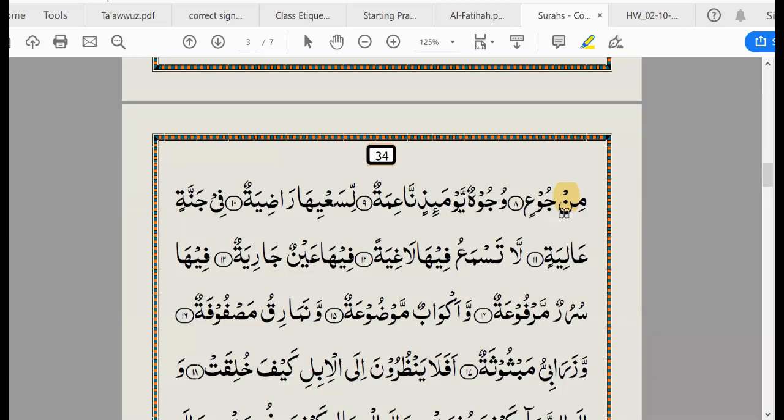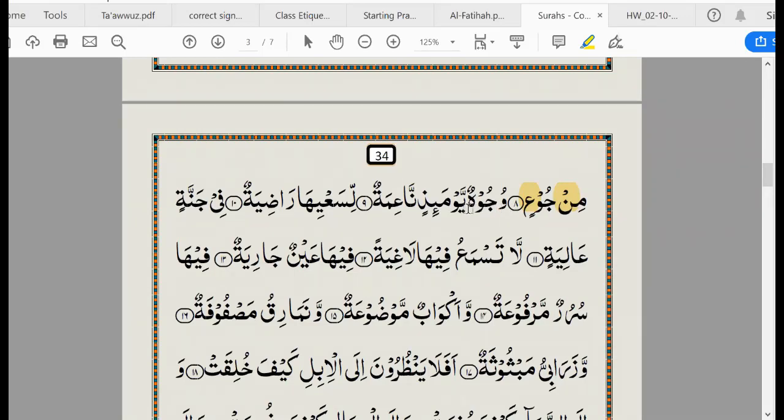First of all, as I mentioned previously, you have to do ikhfa on this noon as well. So it will be min ju. And the reason why it's not ju-e is because when you pause, the last stroke, most of the times, you don't pronounce it. So ju. Continue.